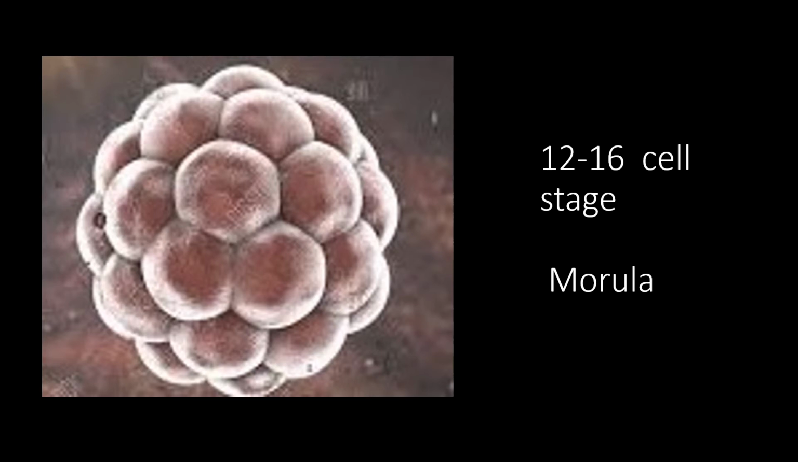Next, in this picture of the morula, we can see the inner cell mass. This inner cell mass will become the embryo proper in future. And we can see the outer cell mass structure. The outer cell mass will become the protective layer of the embryo in future.